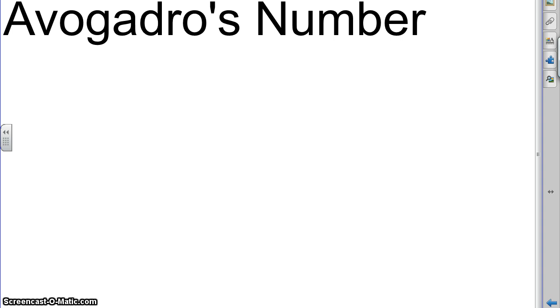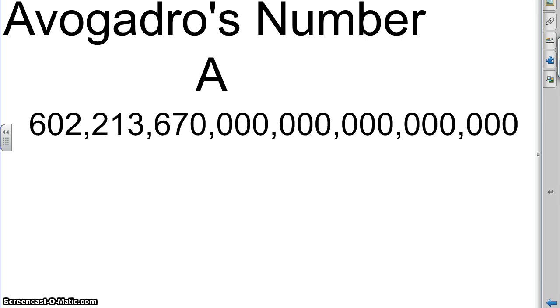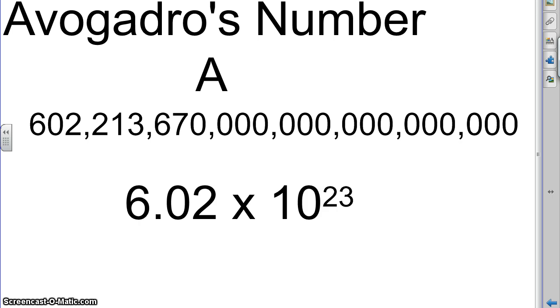There are lots of illustrations of how big Avogadro's number is. Hopefully you'll be exposed to those at some point, but that is not the purpose of this lesson. Avogadro's number is symbolized by the capital letter A in formulas, and it means that number: 602 sextillion, 213 quintillion, 670 quadrillion, which is not a number you need to memorize, but you do need to know its value generally in scientific notation. That is 6.02 times 10 to the 23rd, 3 sig figs. If you want 4 sig figs, you'd put another 2 on there. And so that's Avogadro's number.